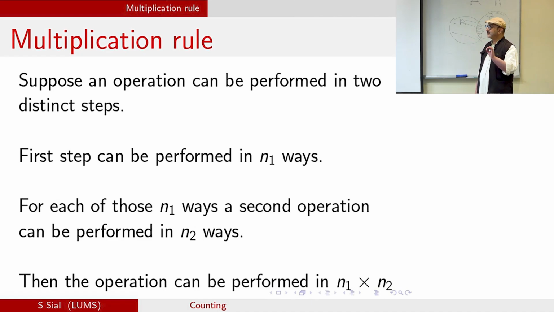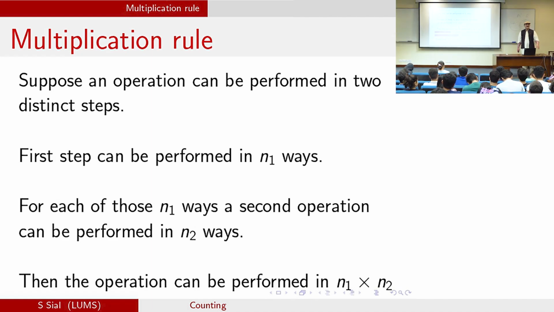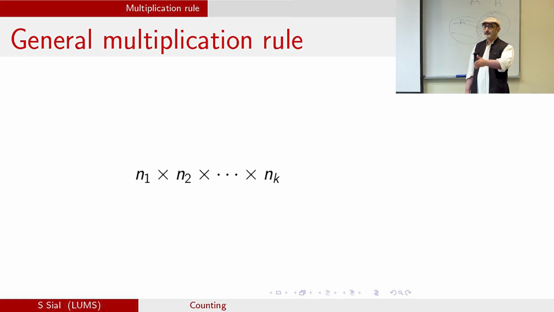So multiplication rule says this. Supposing that something is to be done in 2 steps, and there's n1 ways of doing the first step, and for each one of those n1 ways, the next step can be done in n2 ways. Then the number of ways of doing the complete operation is n1 times n2. So that's what you were doing when you said, okay, 2 times 2 and 6 times 6 in the previous example. You were basically applying this multiplication rule, n1 times n2.